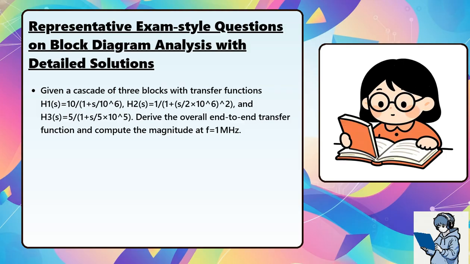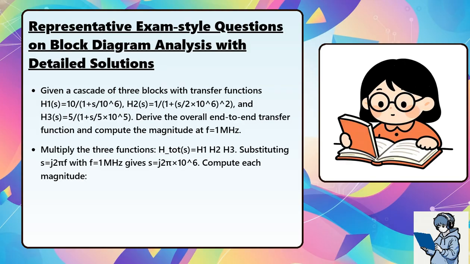Derive the overall transfer function and compute the magnitude at f equals 1 MHz. Multiply the 3 functions: H total of s equals H1 times H2 times H3. Substituting s equals j2πf with f equals 1 MHz gives s equals j2π times 10 to the 6.